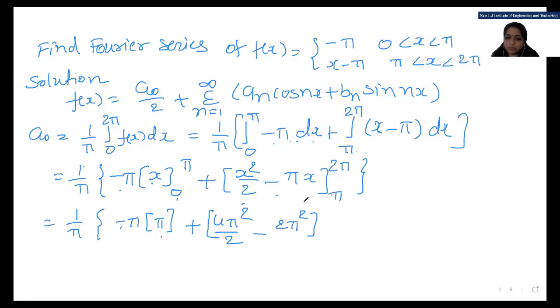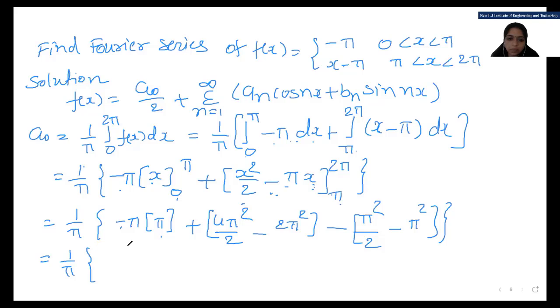Now for the second term. First I substitute my upper limit in both terms. So if I substitute upper limit 2 pi in both terms, then 4 pi square by 2 minus 2 pi into pi, that is 2 pi square. Now minus, I am substituting the lower limit in both terms. So pi square by 2 minus pi into pi, that is pi square.